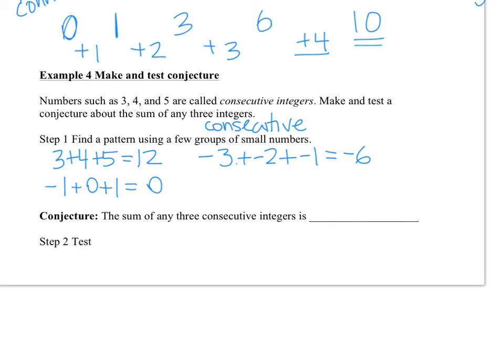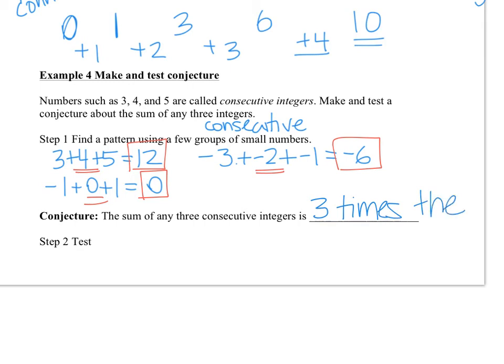going on. So if I look at my end result and try to compare it with the numbers in my consecutive numbers, if I look at the middle number, that one's a little hard there in the middle with the 0. If I take notice between the 4 and the 12 and the -2 and the -6, I can actually see that the sum of any 3 consecutive integers is actually 3 times the middle integer. So test it with another set of 3 consecutive integers.